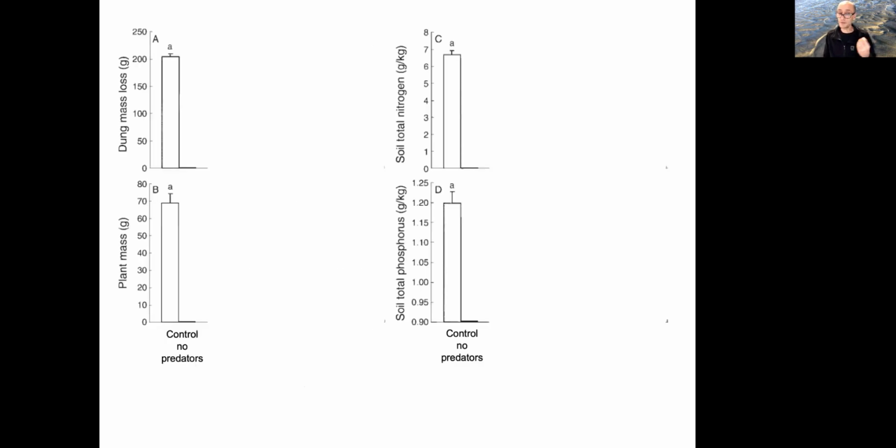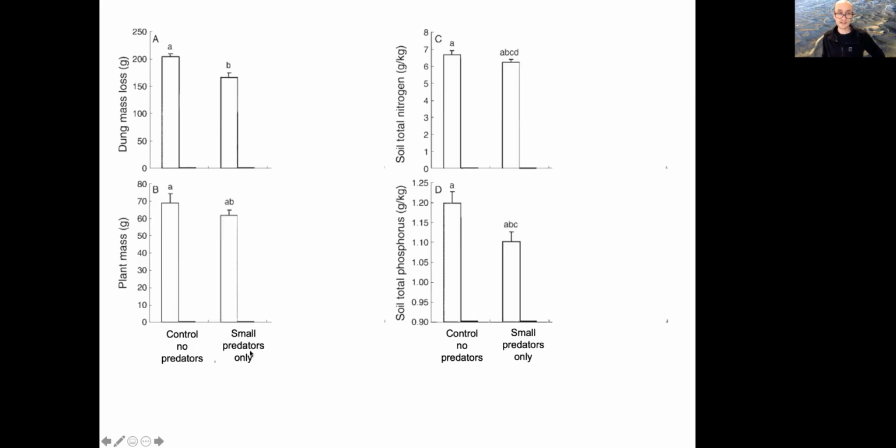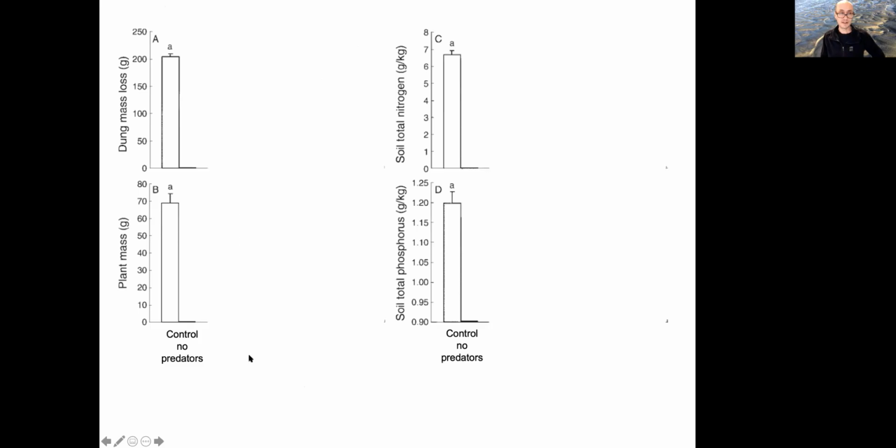So then they did this experiment where they either had the dung beetles with either no predators, small predators only... I'm sorry. Then they did this experiment where they allowed the cow pie, the yak pies to get colonized, and they excluded all the predators. And they looked at how much plants grew, how much dung was lost, what the soil nitrogen content was, and what the soil phosphorus content was. And so here's what it is when you only have dung beetles.